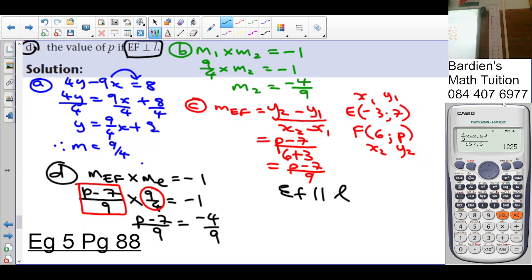Cross multiply, yes, or get rid of the denominator, yes. Either or. Okay? Cross multiply, divide by 9, then P minus 7 is equal to negative 4. So P is equal to... right, you guys got it?